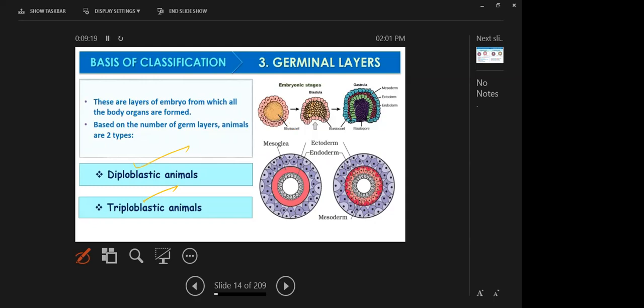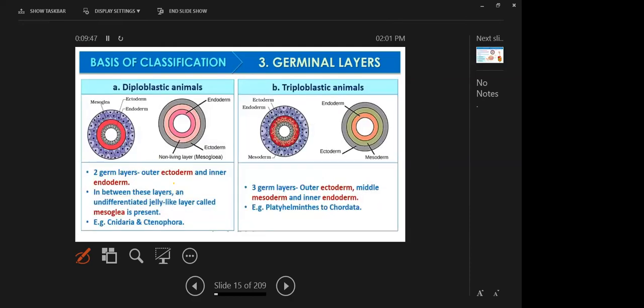So here you can see embryonic stages. This is the blastocoel. Next year you will come to know all these names, blastula, gastrula. Here you can see ectoderm is the outermost and endoderm is the innermost, and in between there is mesoglea. Then mesoglea gets differentiated into mesoderm. Why do we need to know these things? Because diploblastic organisms will have only two layers, ectoderm and endoderm, outer and inner. Between these two layers, there is an undifferentiated jelly-like layer called mesoglea.